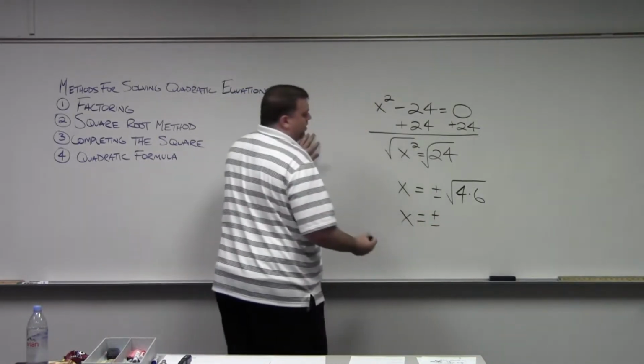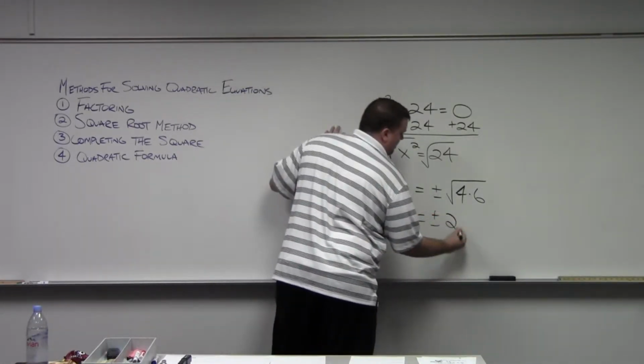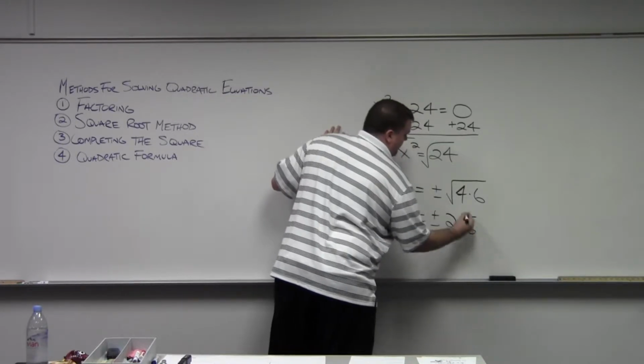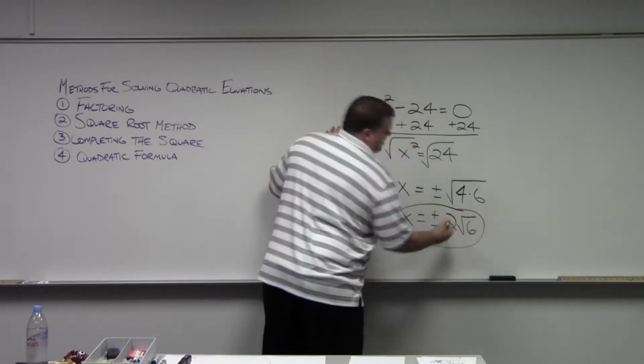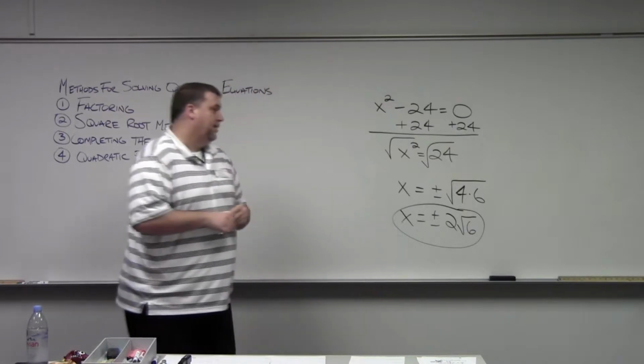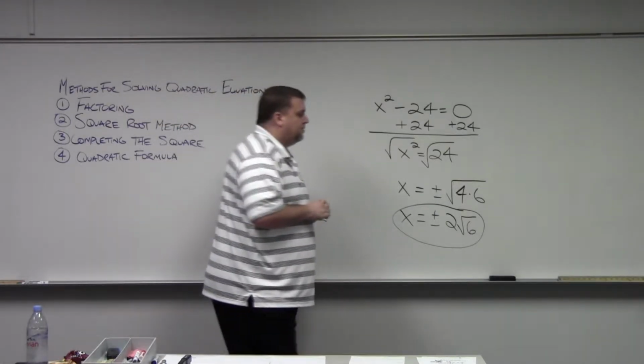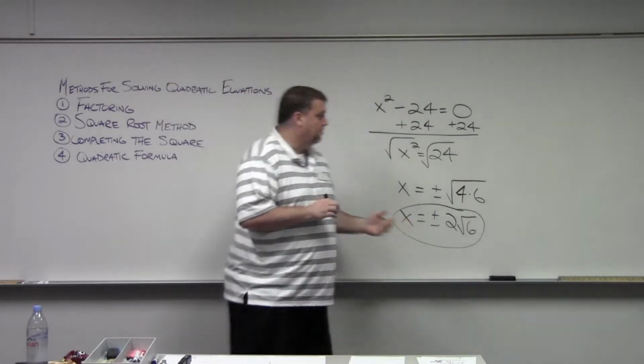And what is the square root of 4? 2. So that comes out in front. And I do get two answers. A positive 2 square roots of 6 and a negative 2 square roots of 6.